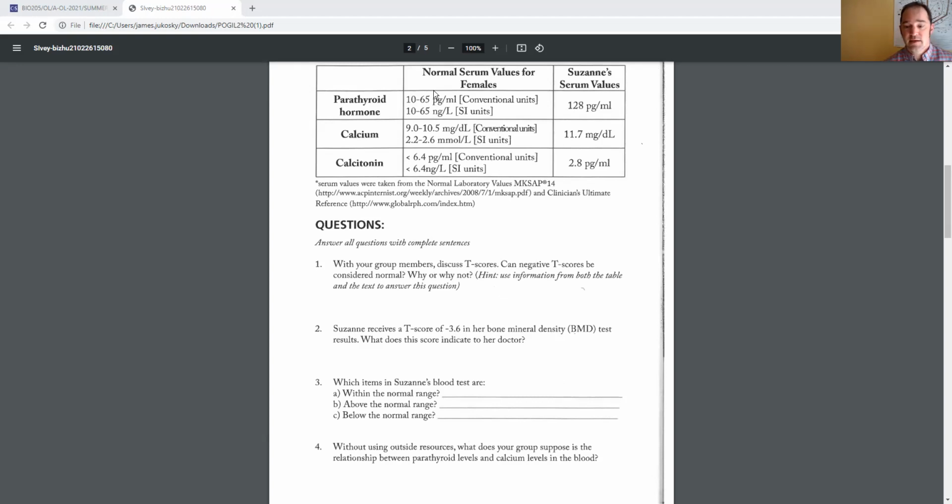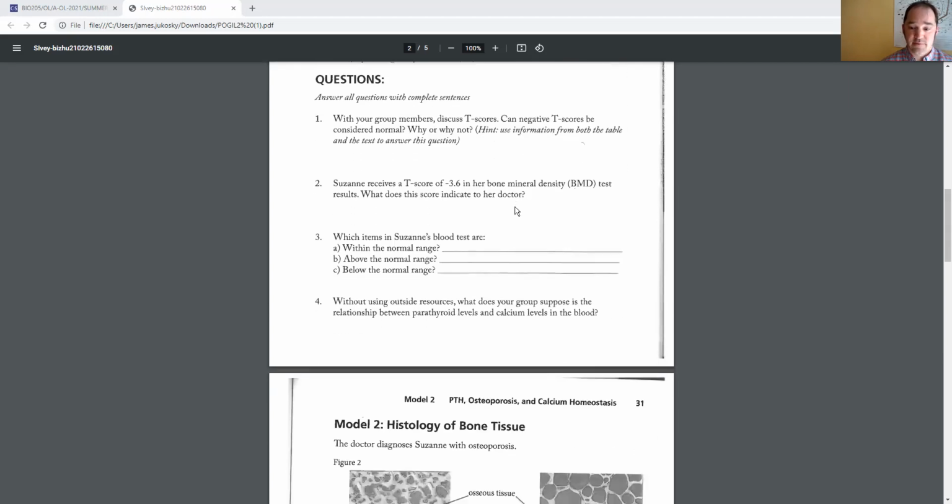So we can see, at least in Suzanne's case, when she has high parathyroid hormone, she also has high blood plasma calcium levels.